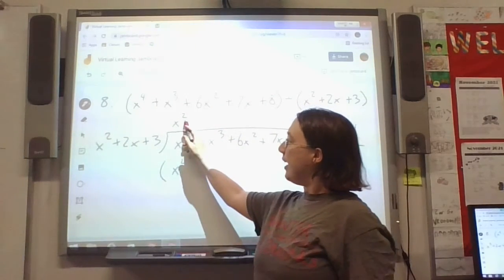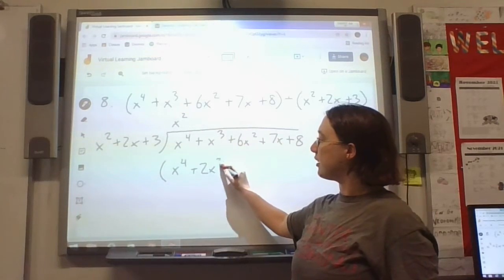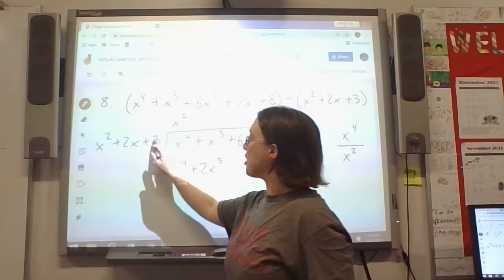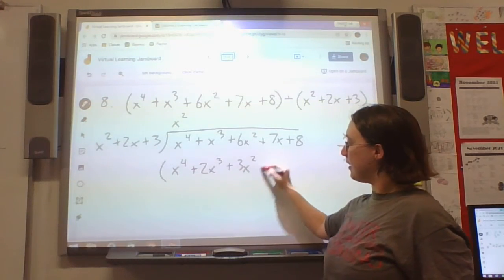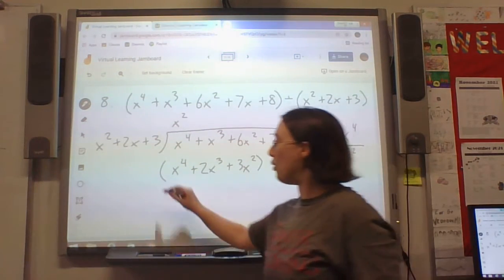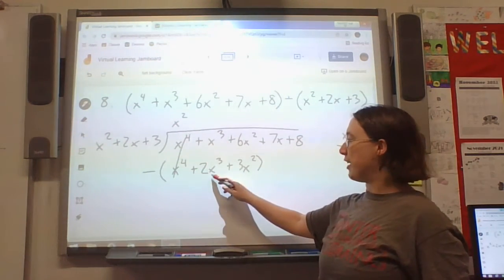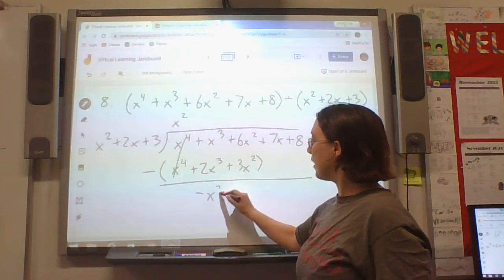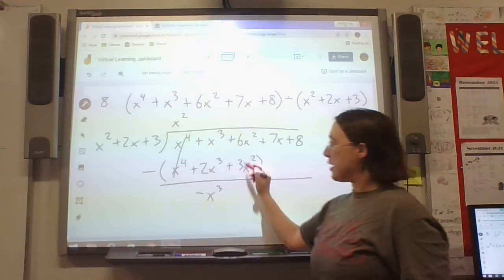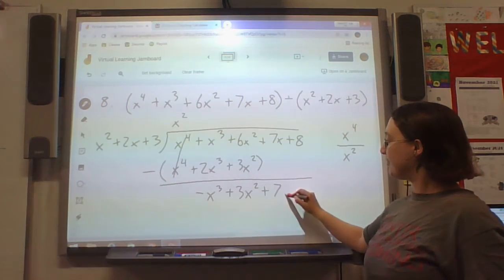Just like 1. X squared times 2x is a 2x to the third. X squared times 3 is 3x squared. And then we're subtracting all of that. These are gone. X cubed minus a 2x cubed is a 1x cubed, negative. 6x squared minus 3x squared is 3x squared. And the rest of it's coming on down.